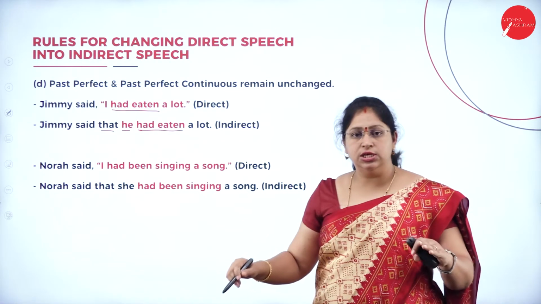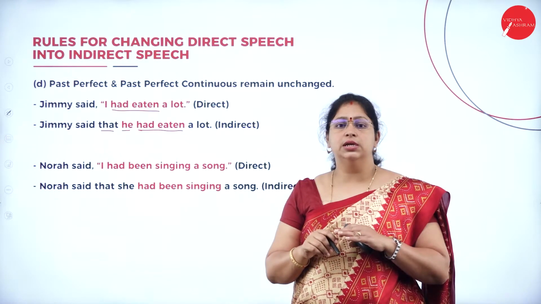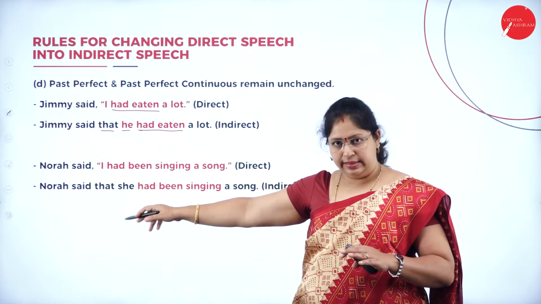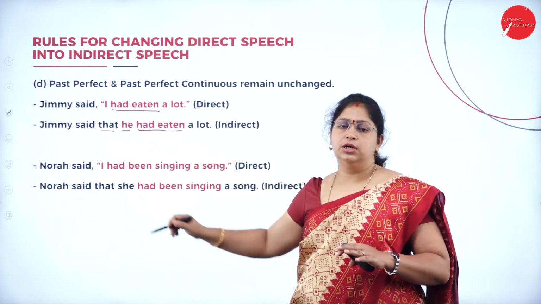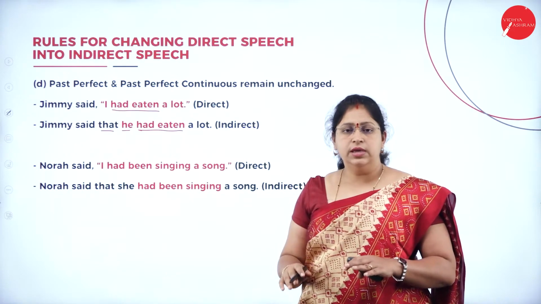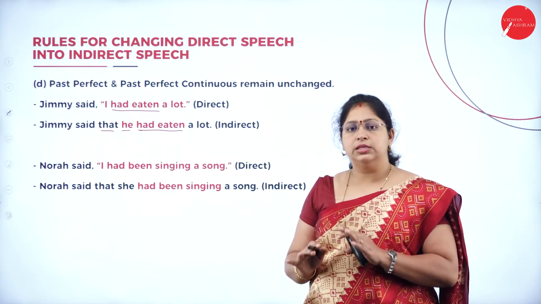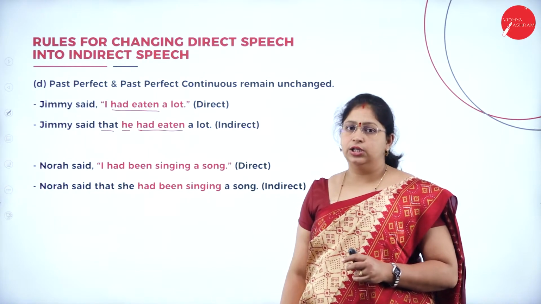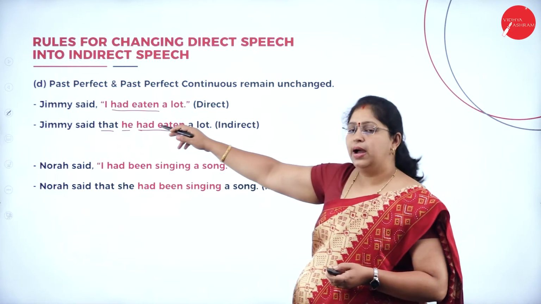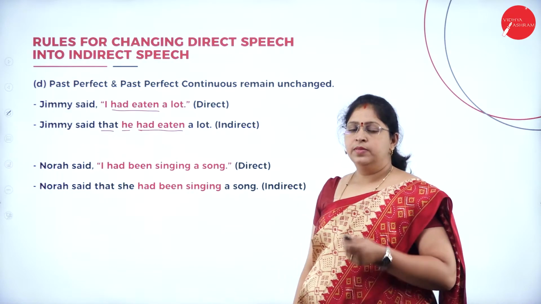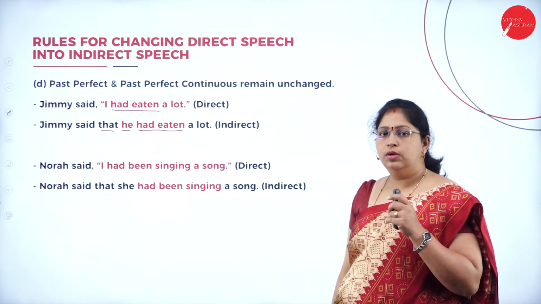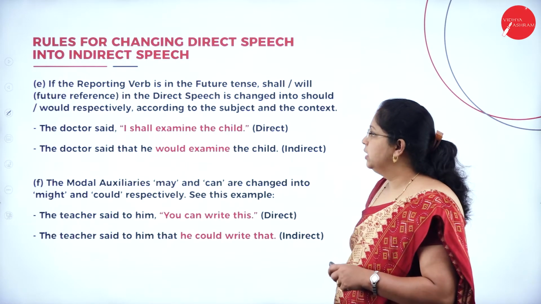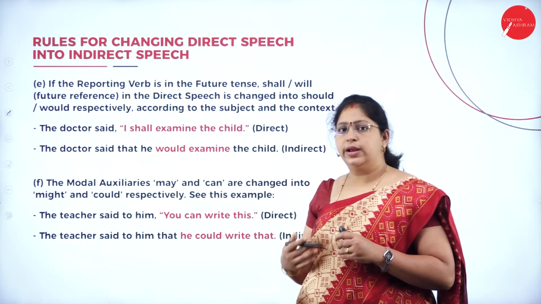There is no change in the tense. The verb remains the same. The only change we make is we remove the comma, we add that, and first person becomes third person. That's all we change. The verb remains the same when it is in the past perfect continuous or in the past perfect. So this is what you need to do with the tenses when you are changing from direct to indirect speech. Next, let us see a few more examples.